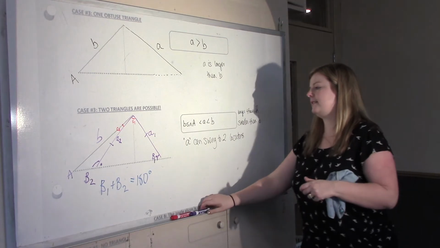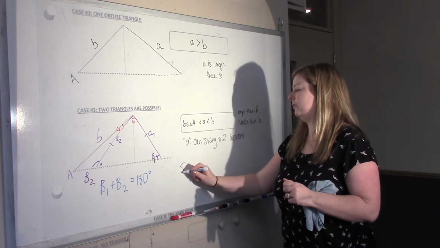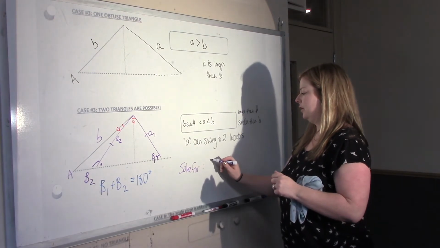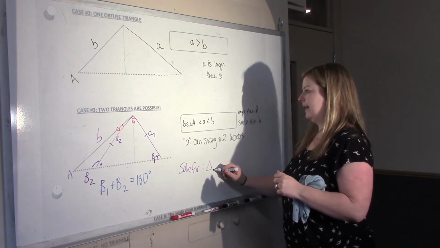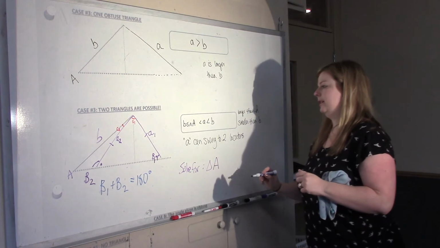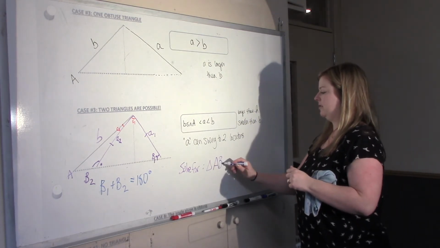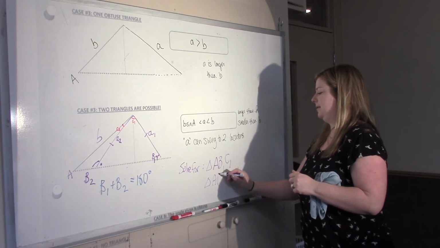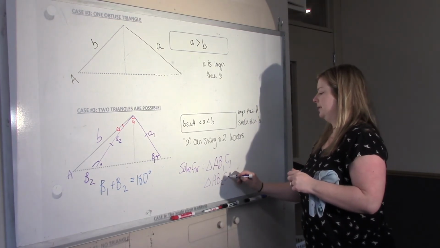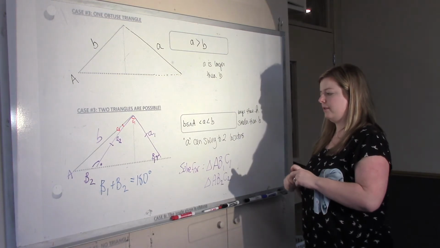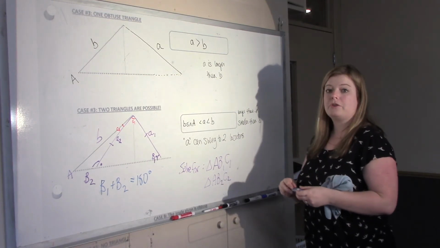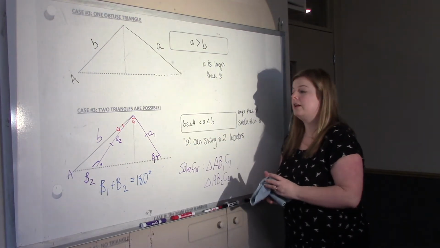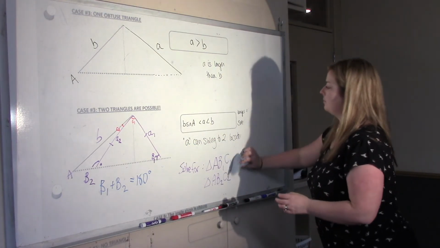Okay, so if this is the case, then you would solve for, first of all, triangle A, B1, C1, and then triangle A, B2, C2. All right, so you have to solve separately for two triangles because you weren't given enough information to make a unique triangle. Either one of these triangles is possible.